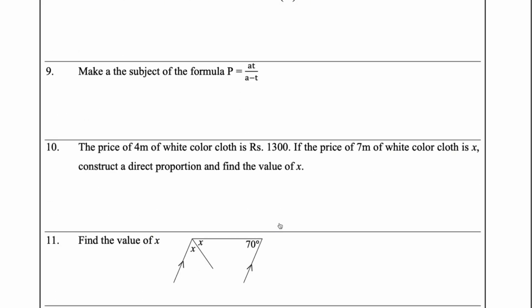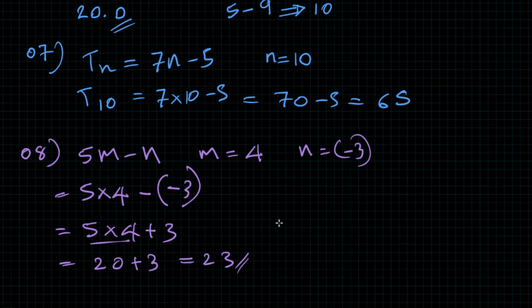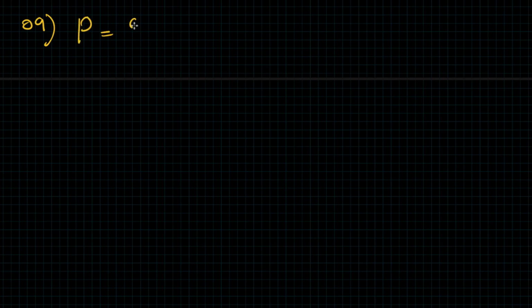Make A the subject of the formula. Okay, let's clean the board a bit. Number 9 is, let's select another color. Let's go yellow. Number 9 is, let's say it is the formula P equals AT over A minus T.